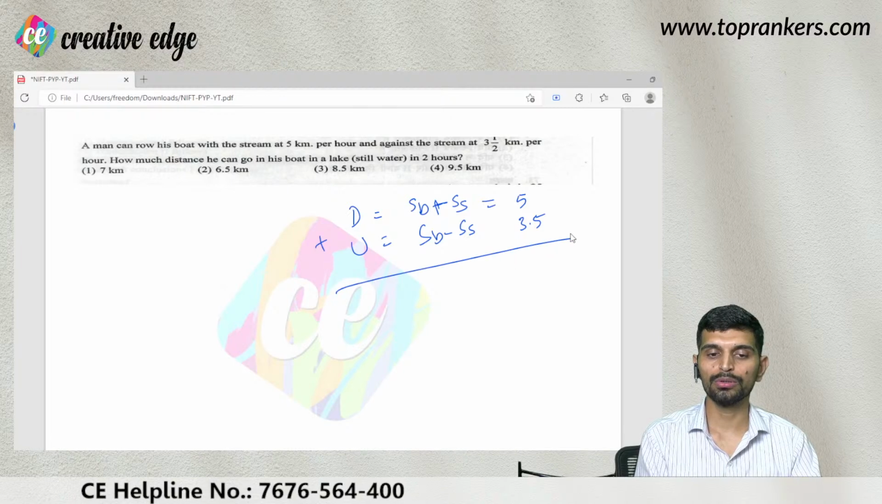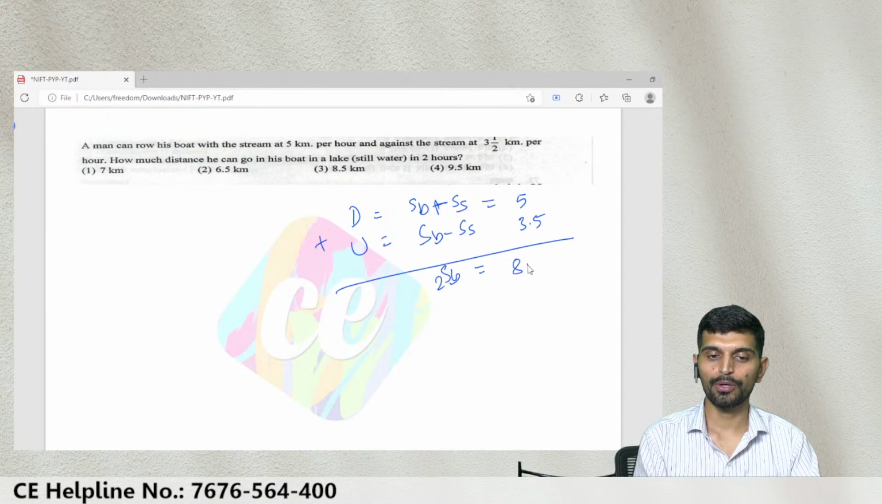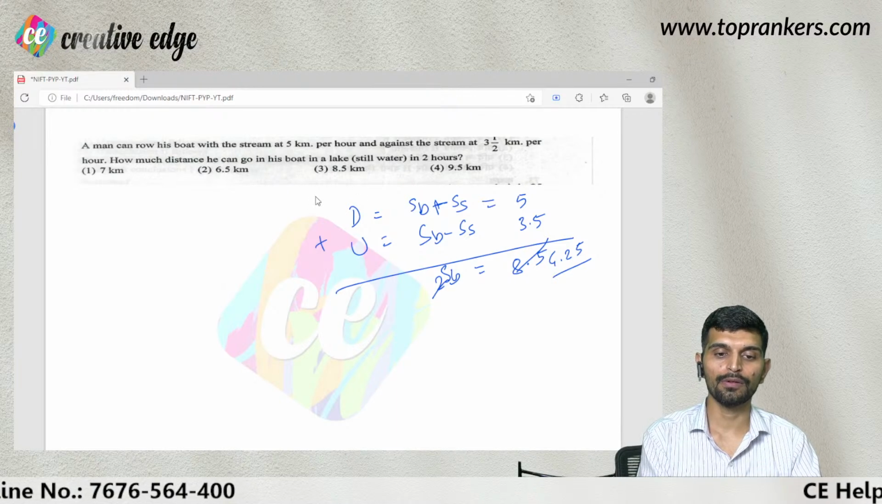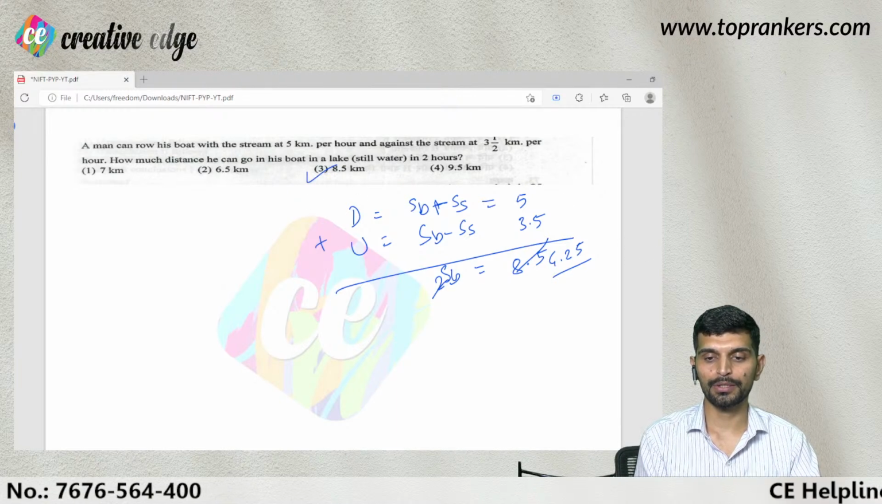So this is given to you as 5 and this is given to you as 3.5. If we add both, we'll have 2 times speed of boat, that is 8.5, so 4.25 kilometers per hour, right? In 2 hours, it will be covering 8.5 kilometers.